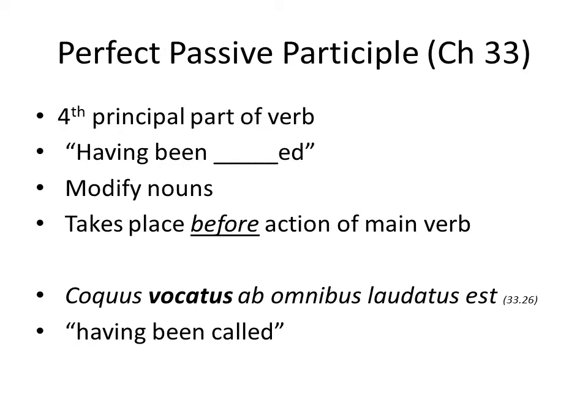So we saw this sentence in chapter 33 at the bottom of the page here. Coquus vocatus ab omnibus laudatus est. Vocatus there is a PPP, the fourth principal part of voco, and we translate it "having been called." The whole sentence then, since vocatus modifies coquus, cook, we would say "the cook, having been called, was praised by everybody." And again, you'll remember that example from our videos in chapter 33.